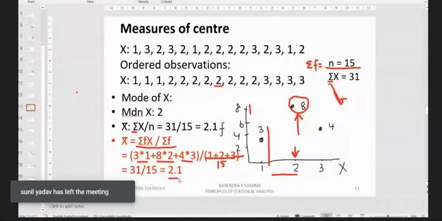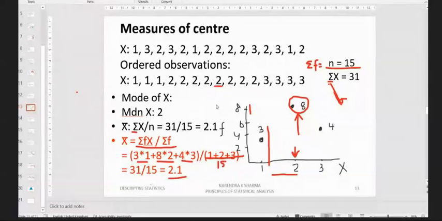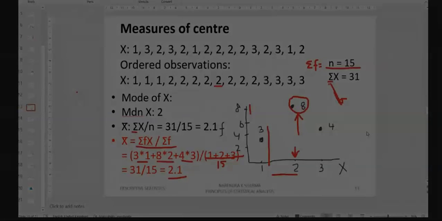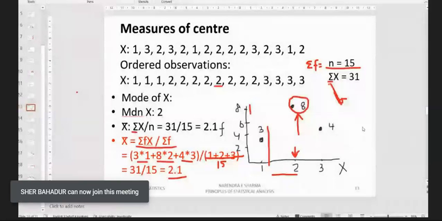Now, if mean, mode, and median coincide, here they are generally coinciding, then we say the distribution is symmetrical. If they do not coincide, then the distribution is not symmetrical. So we'll see this again as we proceed further when we talk about the various aspects of distribution.